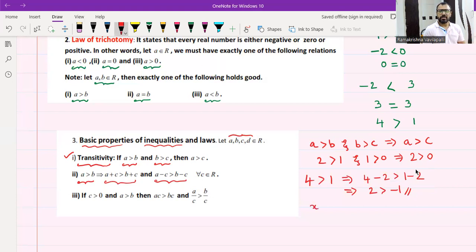Or for example, x square is greater than 1. So I can add some quantity. x square plus 1 is greater than 1 plus 1, that's equal to 2. Like this. So for an inequality A greater than B, you can add any quantity or you can subtract any quantity.